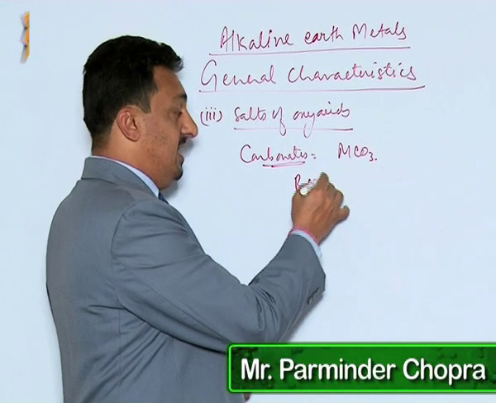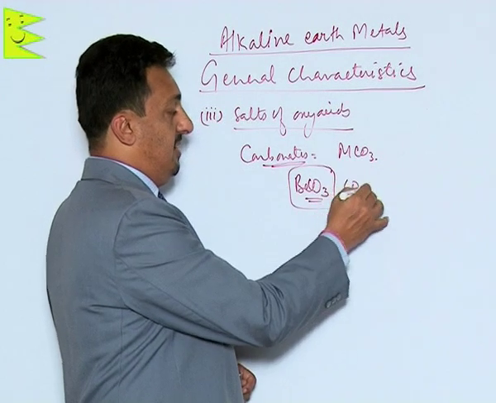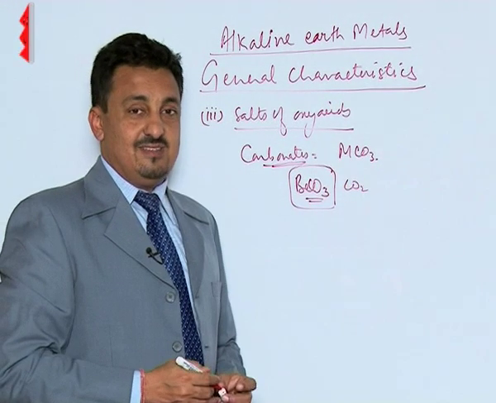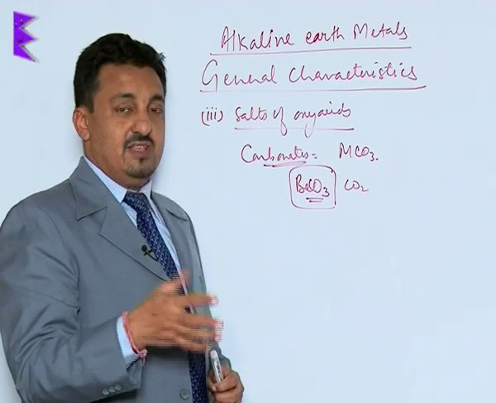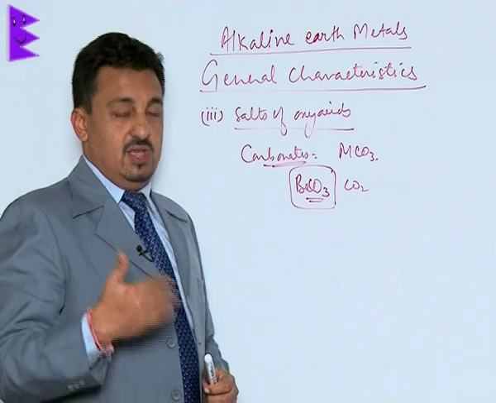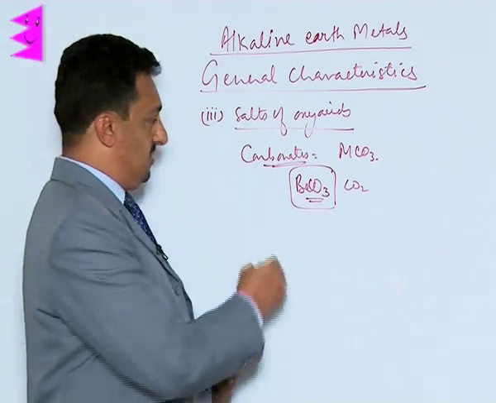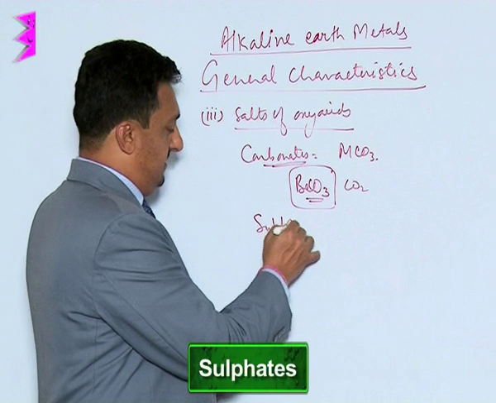What we find is that this has to be kept in a CO2, carbon dioxide, atmosphere, as it very easily gets decomposed. Except beryllium and magnesium, these carbonates are also not soluble in water, and their solubility decreases down the group. Then let us discuss sulfates.